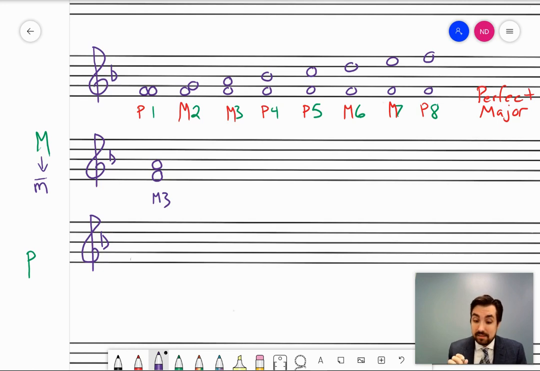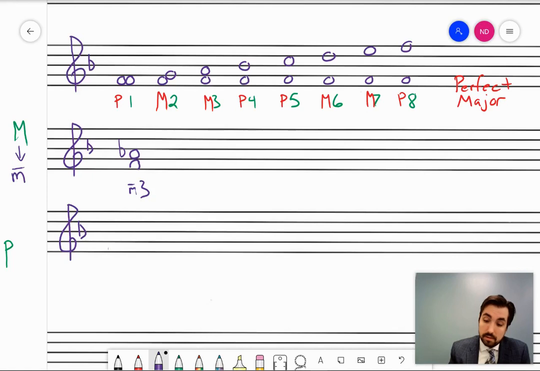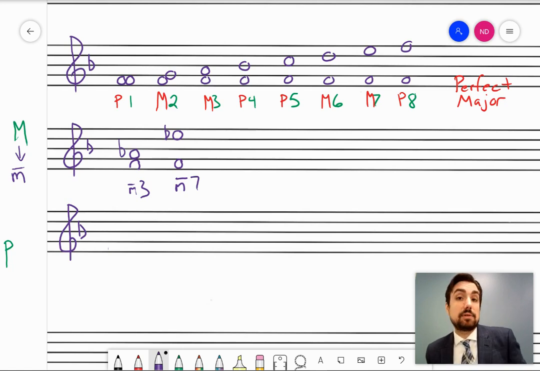So this F to A, that's a major third. If I lowered the top note by a half step, it would become F to A flat, and now its quality is a minor third. So I could take the F to E that was written above as a major seventh, lower that top note by a half step, and now it becomes a minor seventh. Most of the time, that's what you're going to encounter, majors that turn into minor.